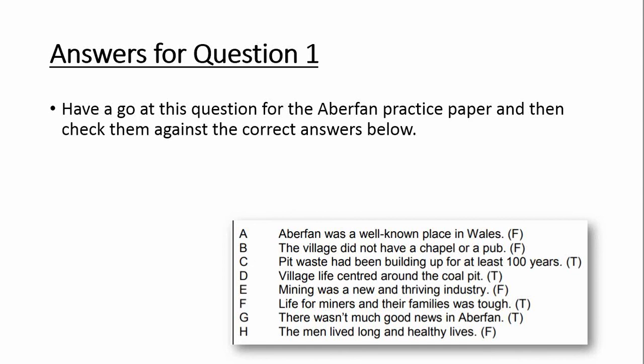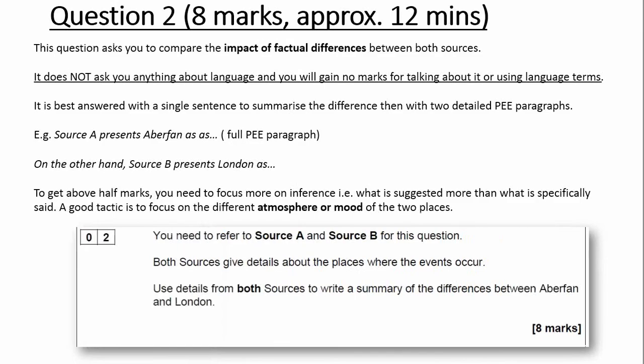So let's now move on to question 2. Now question 2, you'll see, is worth slightly more marks than question 1. It's worth 8 marks. The timing for this question, I would suggest perhaps about 12 minutes, something like that. A little bit more time. So what is this question about? This is a question that is slightly different from the sort of thing that you would see on paper 1.